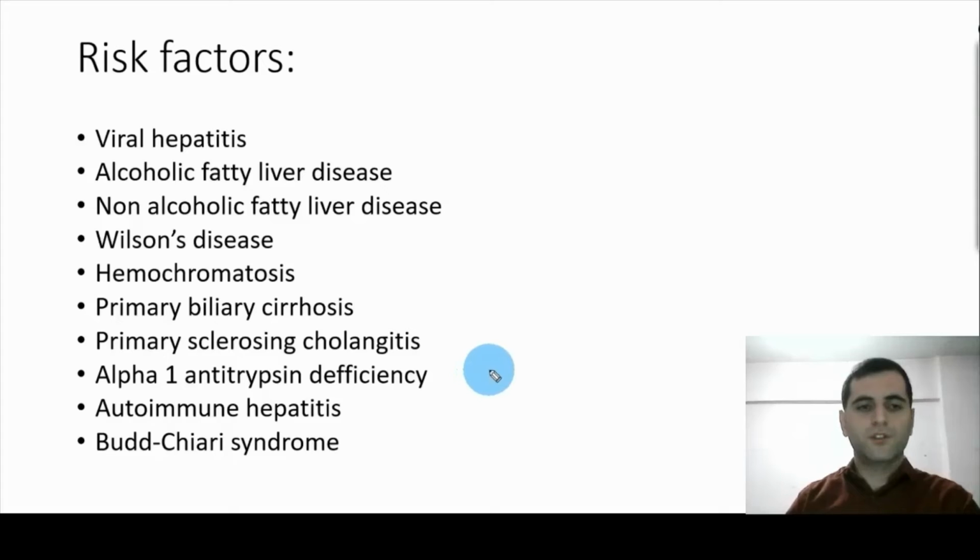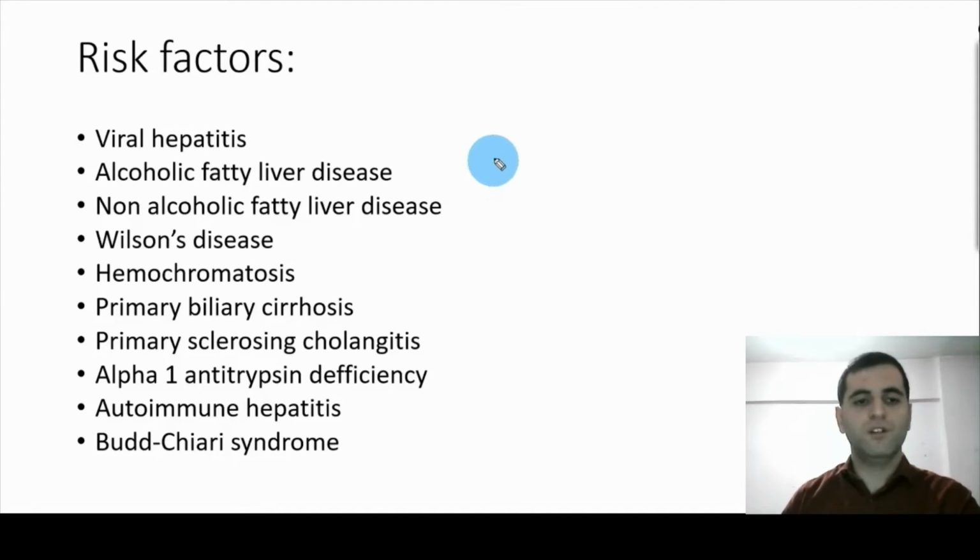In patients who have alpha-1 antitrypsin deficiency, the two main diseases that develop are cirrhosis and chronic obstructive pulmonary disease. Autoimmune hepatitis is when the patient's B and T cells attack the hepatic cells and cause destruction of the hepatic cells, which may progress to cirrhosis.